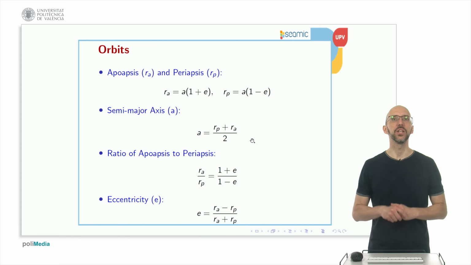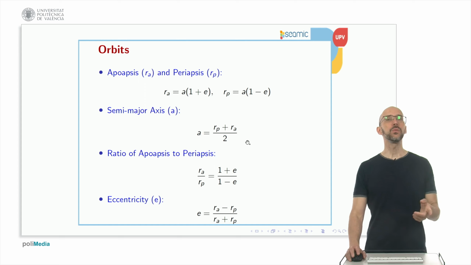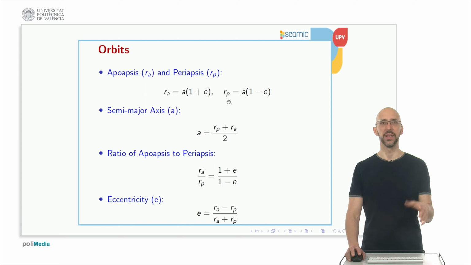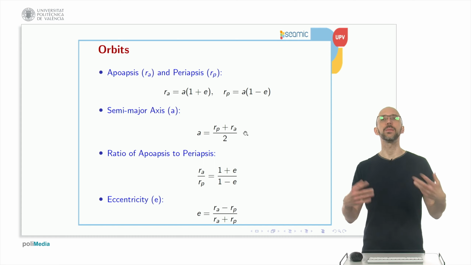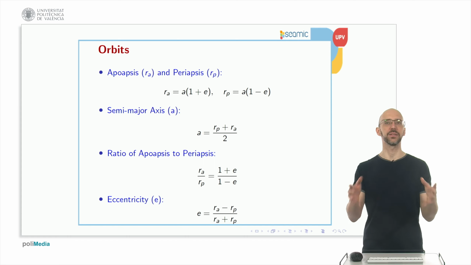So 2 times A is the radius of the apogee plus the radius of the perigee. There are other useful formulas. For example, if you know the major semi-axis and the eccentricity of an orbit, you can know the radius of the apogee and the radius of the perigee just by using these formulas, piece of cake. This is the relation I was talking about. The radius of the perigee plus the radius of the apogee divided by 2 is exactly the semi-axis you can see in the plot. And the other relations are obtained just by using the formulas you have here.